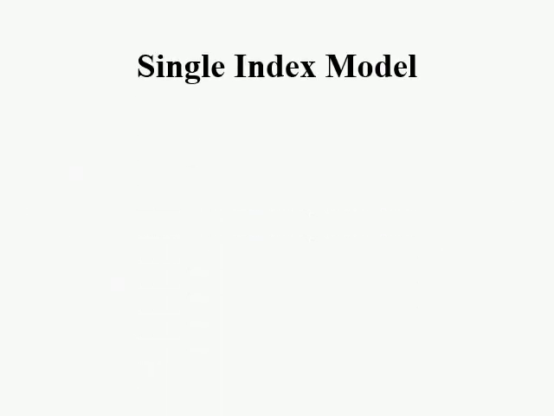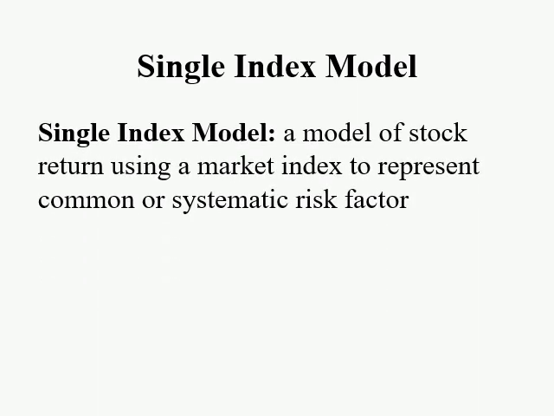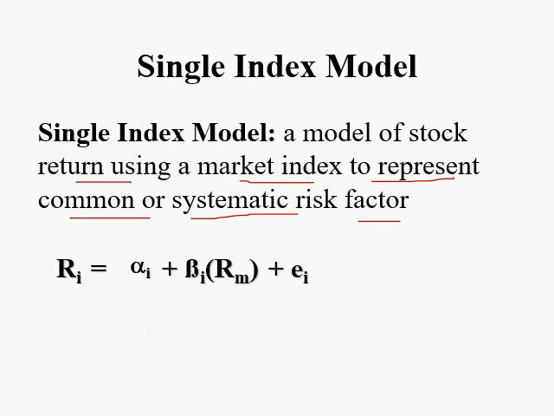Single index model. Single index model is a model of stock return using a market index, that is the main factor, to represent the common or systematic risk factor. And the equation for this model is Ri, the excess return of security i, will be equal to alpha i plus beta i, that is the systematic risk, multiplied by Rm, that is the market index, plus ei. ei is the firm-specific risk.